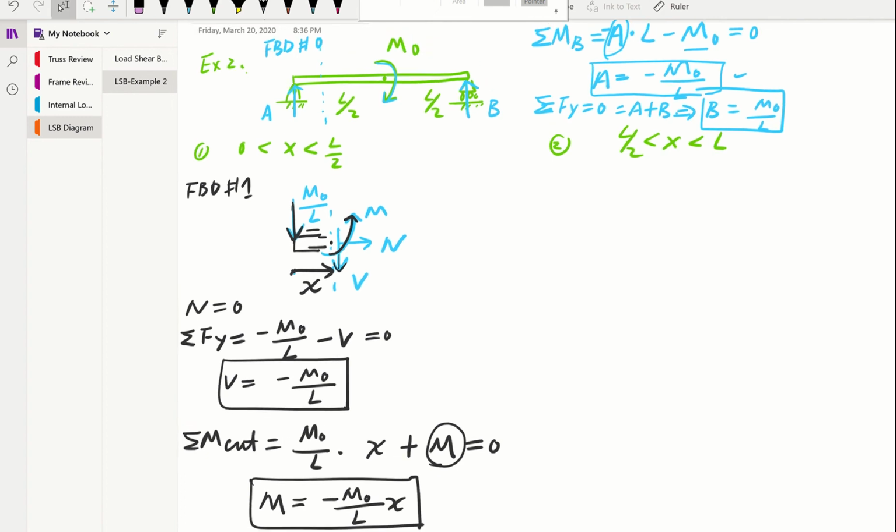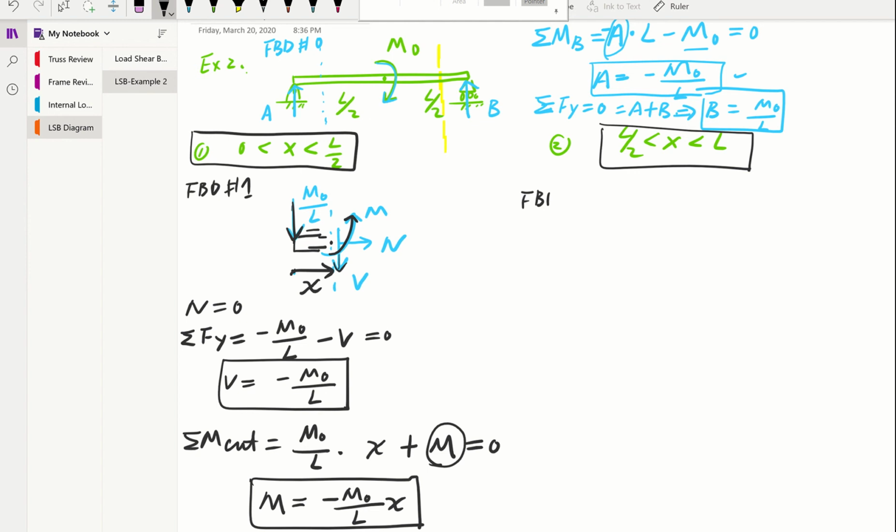Okay, so we're done with the first half of the beam. As we predicted, the second half of the beam is going to have a different expression for internal loading. So we're going to analyze this part by making a cut randomly anywhere in the second half, right here. We're going to draw our FBD number 2. In this situation, you have a choice to look at the left section or the right section. Obviously, for this problem, the right section is the winner. It's easier.